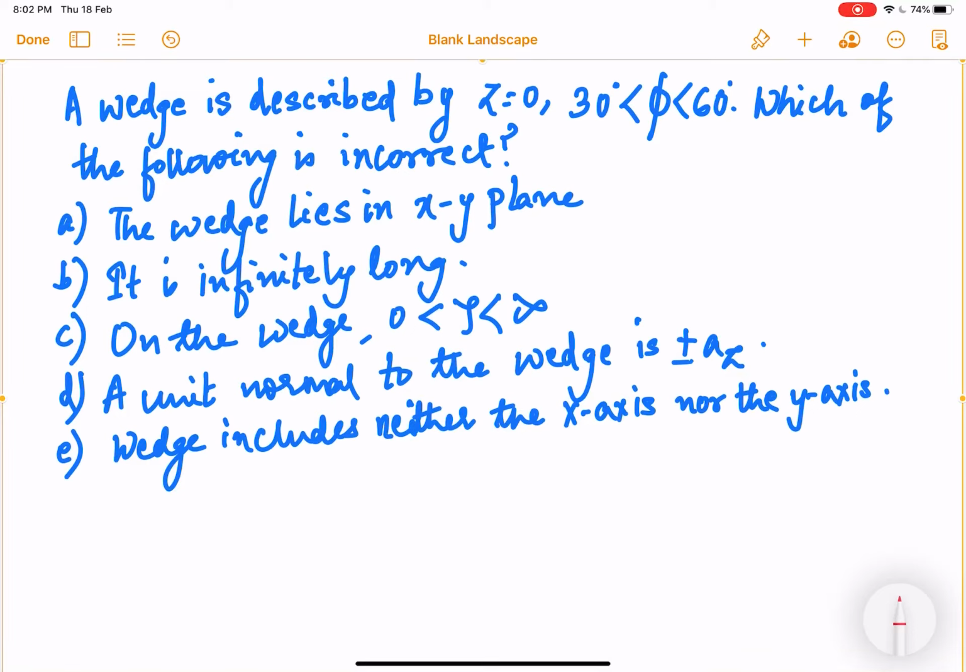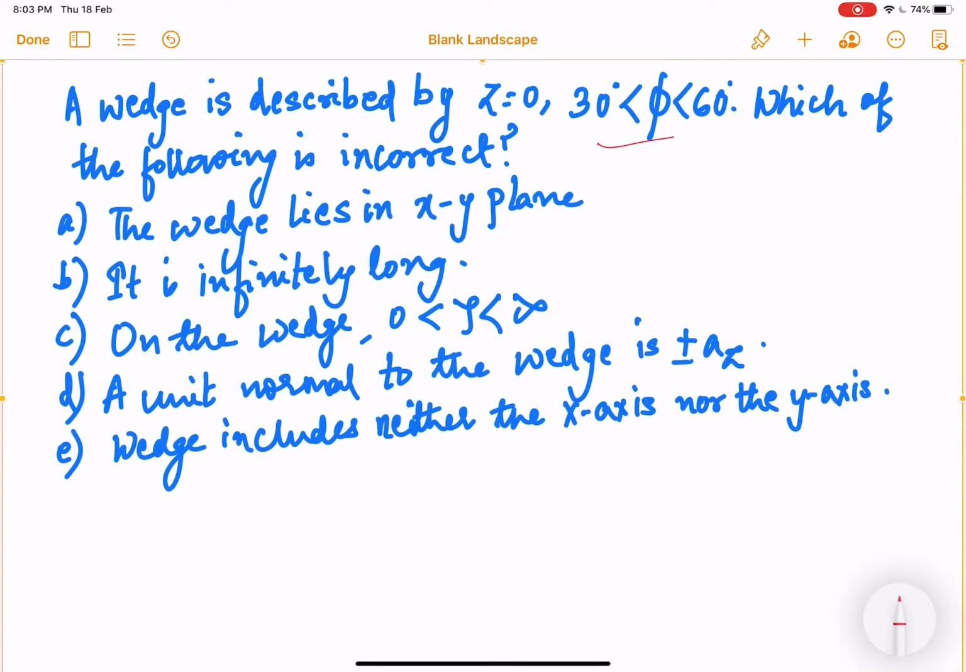Okay, hello everyone. This is review questions again from the book Principles of Electromagnetics, first chapter. Let's see what the question is. A wedge is described by z is equal to 0 and phi varies from 30 degrees to 60 degrees. Then we have to choose which statement is incorrect. Some set of statements are given. You have to choose which is incorrect.